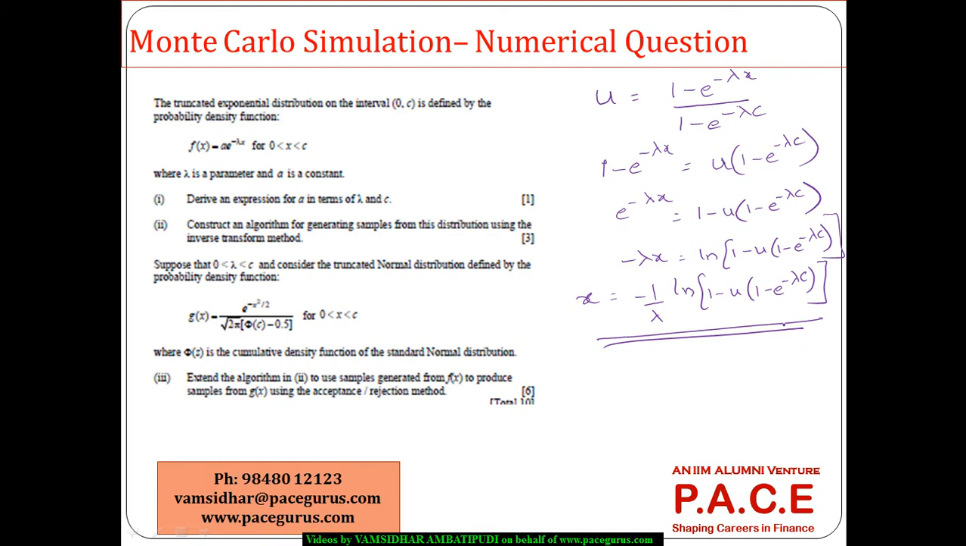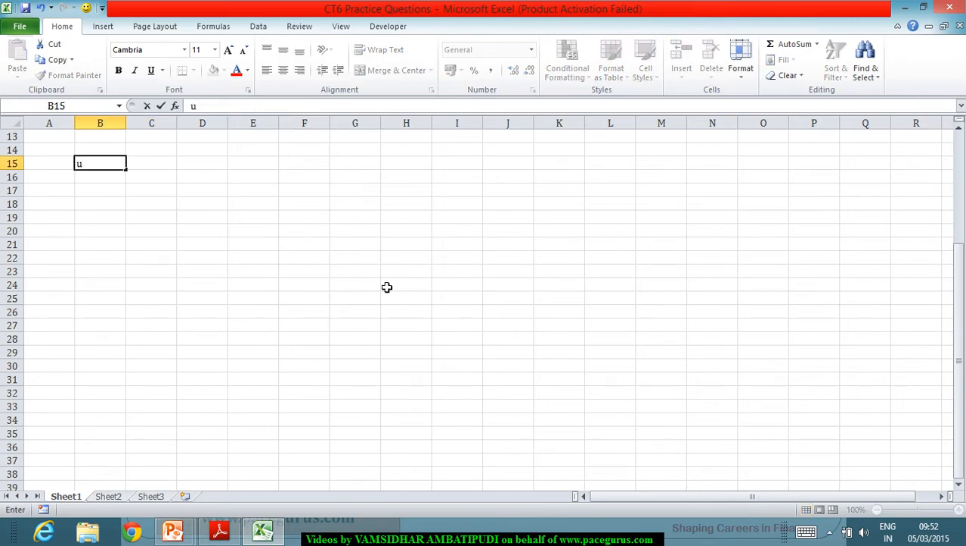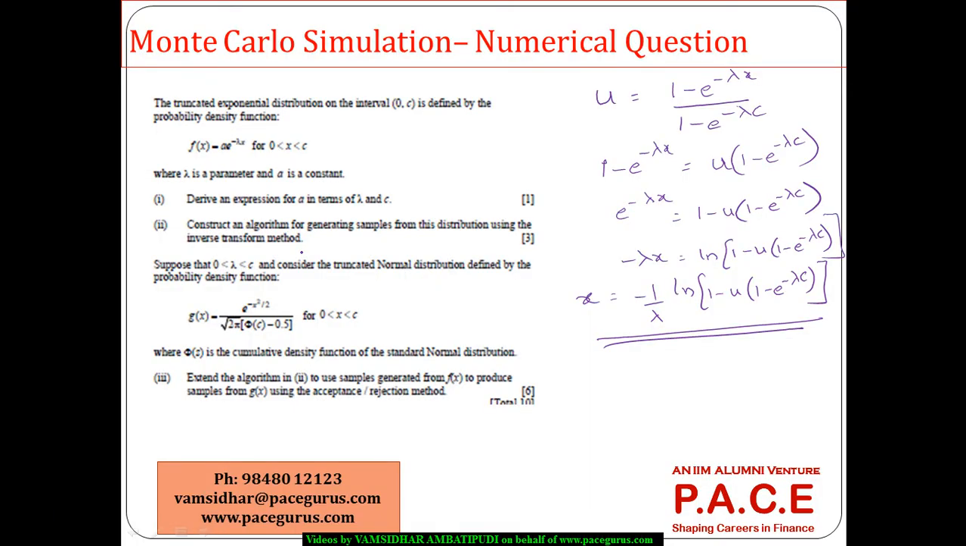Right? So when I am generating for some values of lambda and c, let me try to generate it. Let me take a few random numbers u, which are pulled out from a uniform distribution between 0 and 1. Let's say these are some of the random numbers that I have pulled out. Now for simplicity, let me assume the c value is 1 and the lambda value is 2. Just for the sake of assuming, I have taken c as 1 and lambda as 2 because both are constants.